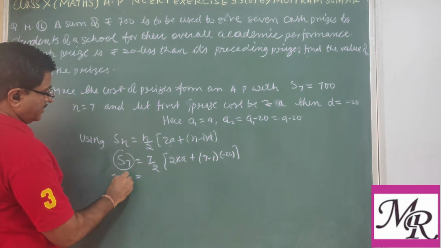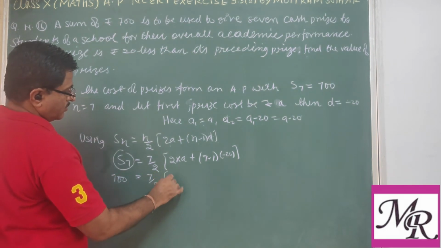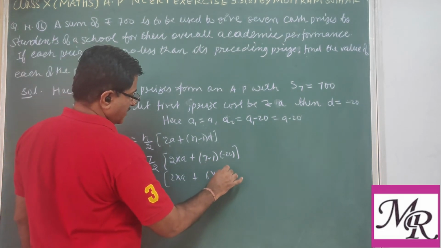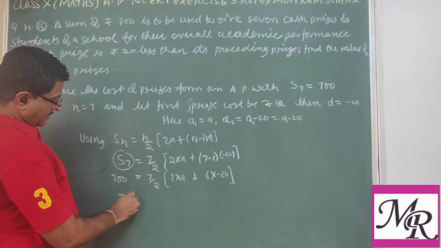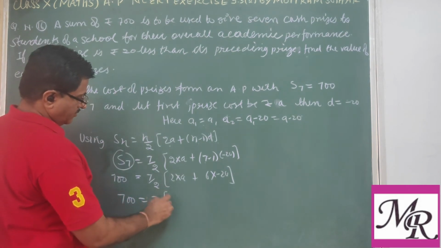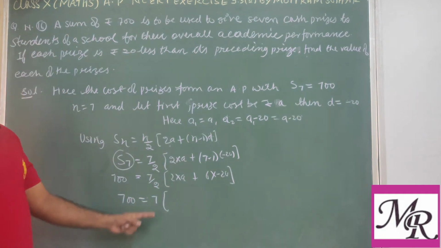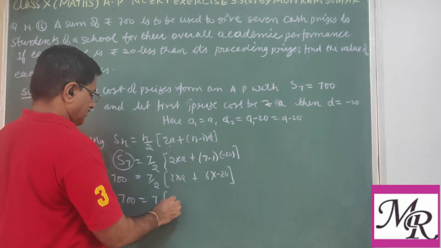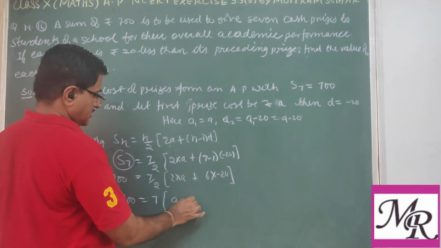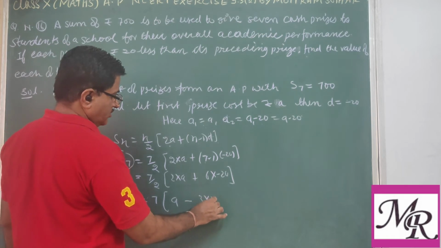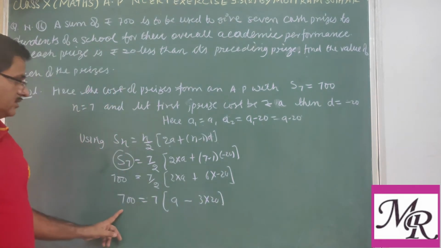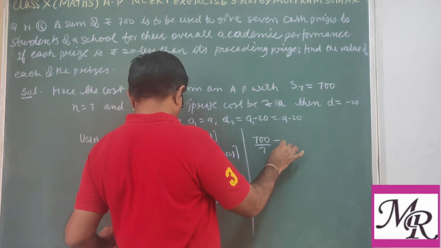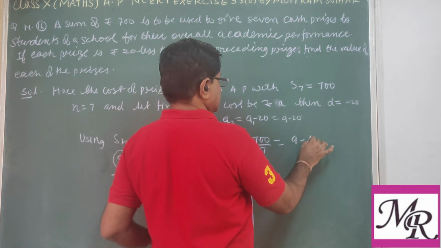We have S7 as 700. So 700 equals 7 by 2, 2 into a plus 7 minus 1, 6, minus 20. Now this 2 divides into the bracket value, so the calculation will be easy. That's why we are dividing 2 by 2. So left is this 2 also divided in here, so minus 3 into 20. Now 7 divides to this side, so 700 upon 7 equals a minus 60.